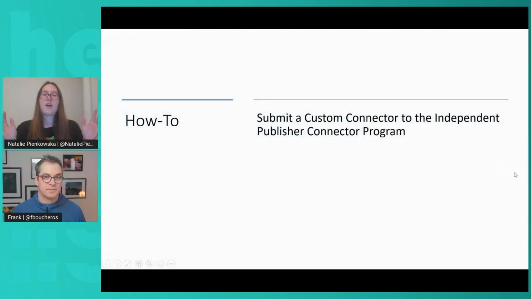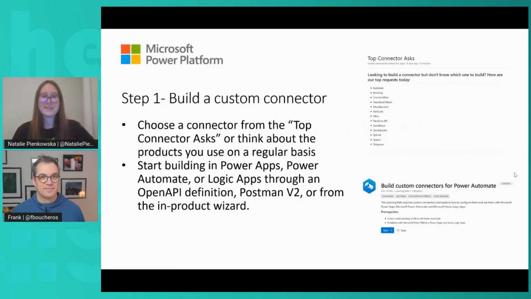So I wanted to walk through how to submit a custom connector to the Independent Publisher Connector program, especially if some of you have built custom connectors in the past or you're new to this area. So step one, building one, right? Some of the independent publishers have built a custom connector years ago, and then they decided to open source it on GitHub, right? But we also see that some people, it's their first time building a connector in general.